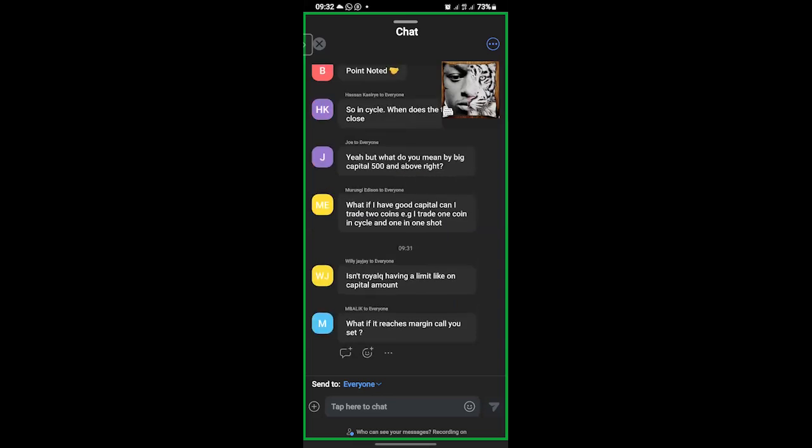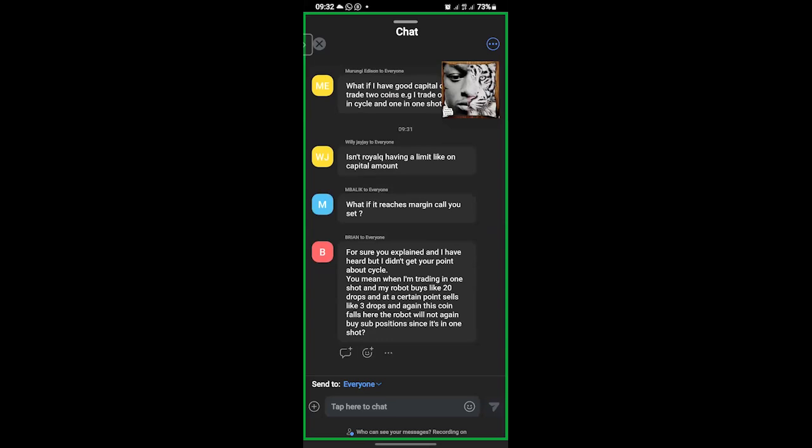What if it reaches the margin call you set? By the time it gets there, at least it will have bought enough and will not be affected, unlike someone who would not set enough margin calls. Some of you are busy waiting for the market, but those who have increased their margin calls are making sales in the deeper market.